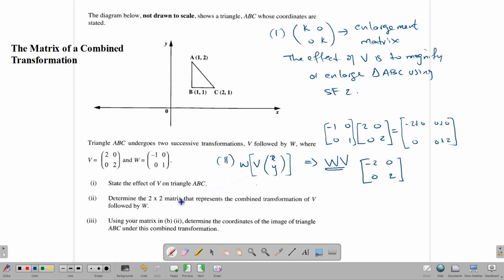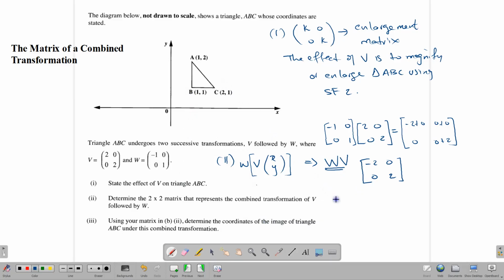So that would be the matrix for the combined transformation. So remember, V followed by W, we do not find VW, but we write it in the opposite order of WV. And this is what we find. This is the answer to part 2. And now the third part is simply to find the images. So it says determine, using your matrix in B, the coordinates of the image of the triangle ABC under this transformation.